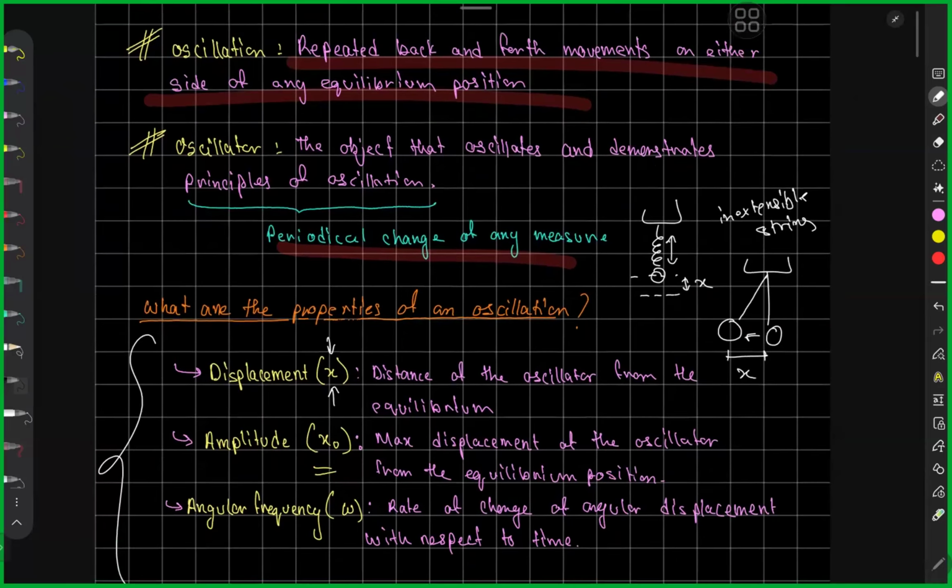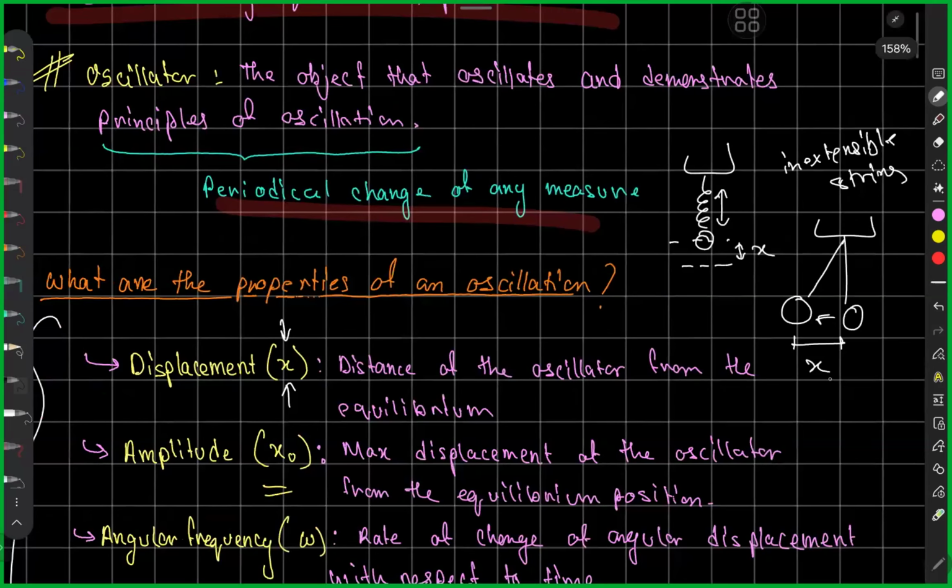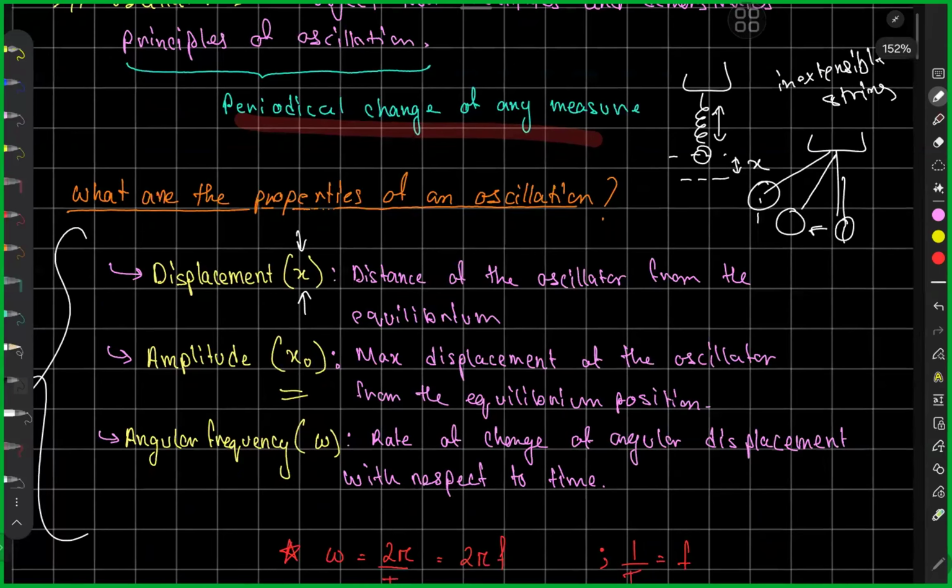Okay, so if the bob is over here, the displacement is x1, or if the bob is over here, the displacement will be x2. Whatever the position of the bob or the oscillator is, we define that position with respect to the equilibrium as the displacement. So whatever the equilibrium is and the new position is, the difference is displacement. Simple idea. Second is amplitude.